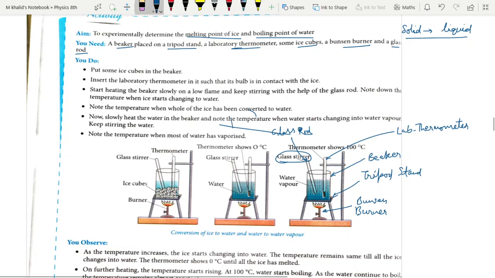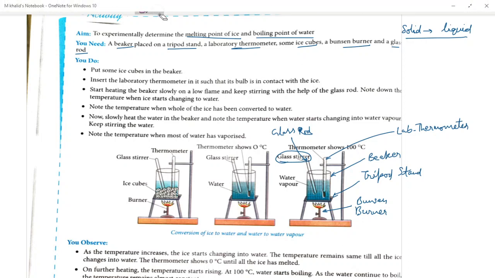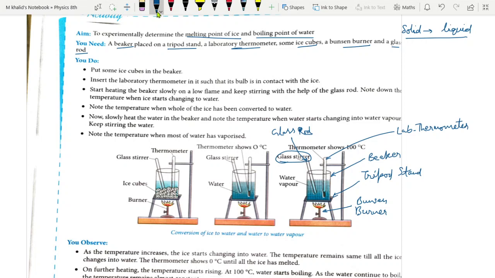Now suppose that first of all, we will put some ice cubes in the beaker that we have taken in the first place. Let us put some ice cubes in the beaker. Here this is your first phase. Here we have put some ice like this, and let's insert the thermometer also. Here it is a thermometer. Look, we have inserted the thermometer inside the ice cubes.